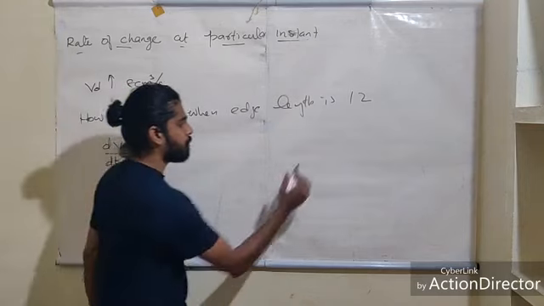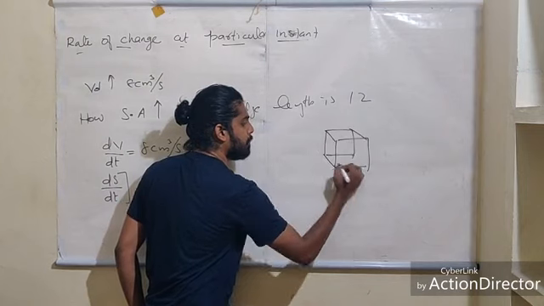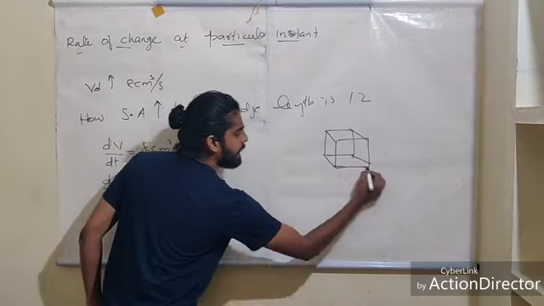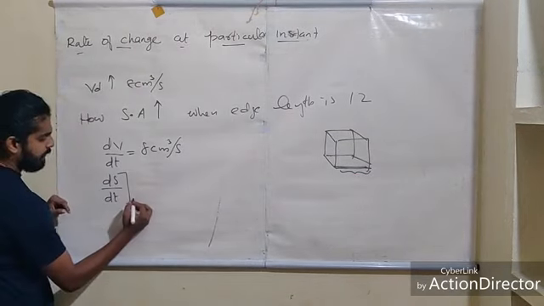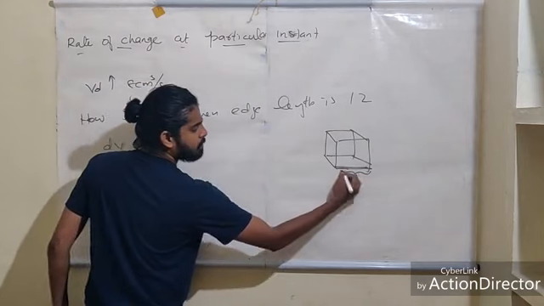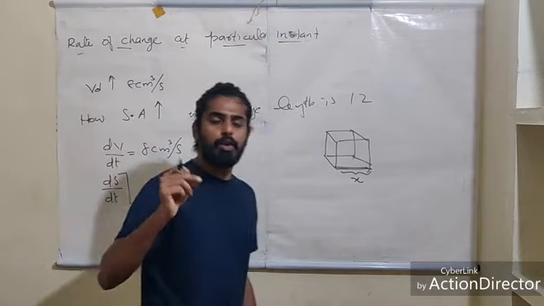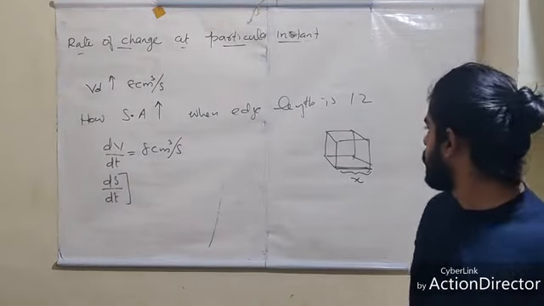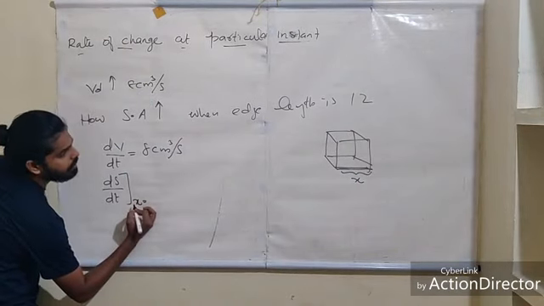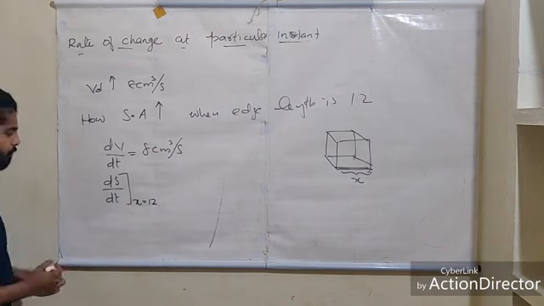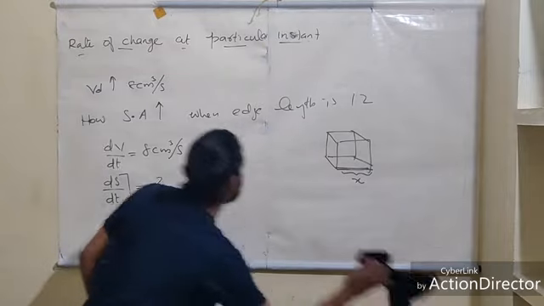This is a cube, right? And this is the edge length. Let us denote the edge length with the letter x. So we have to find the rate of change of surface area when the edge length is 12, that is, dS by dt at x equal to 12. This is what we have to find. Let us check how we do this question.